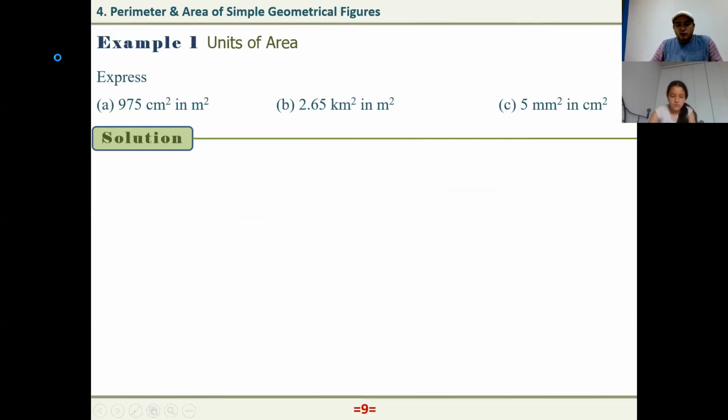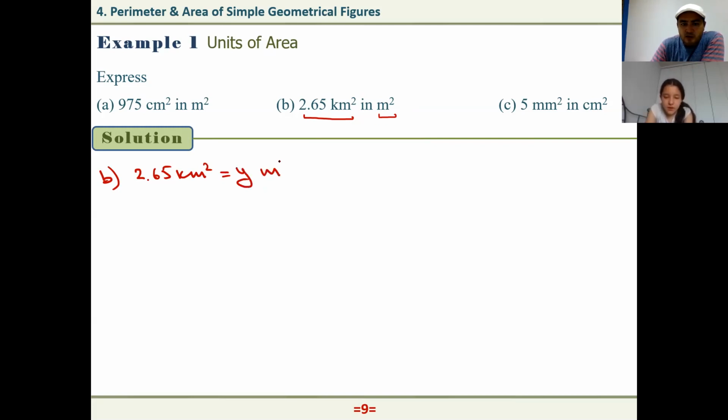So now, Shahina, let's solve question B. In a similar way, now if you get the idea, we need to find this 2.65 square kilometers equals how many meters squared? That is 2.65 kilometers squared equals how many? Let's say it is equal to y square meters. So the question is, what is y?